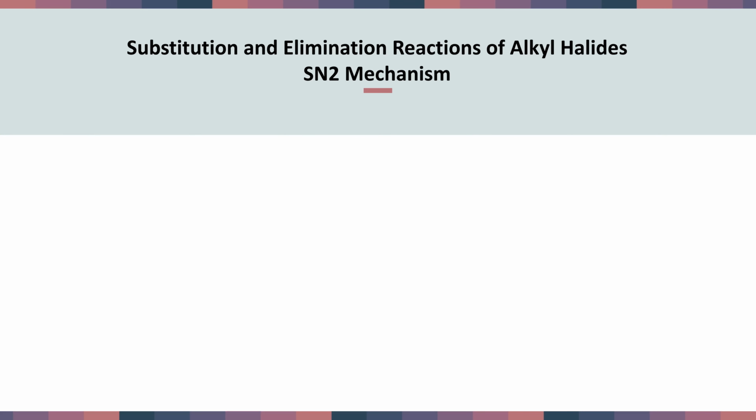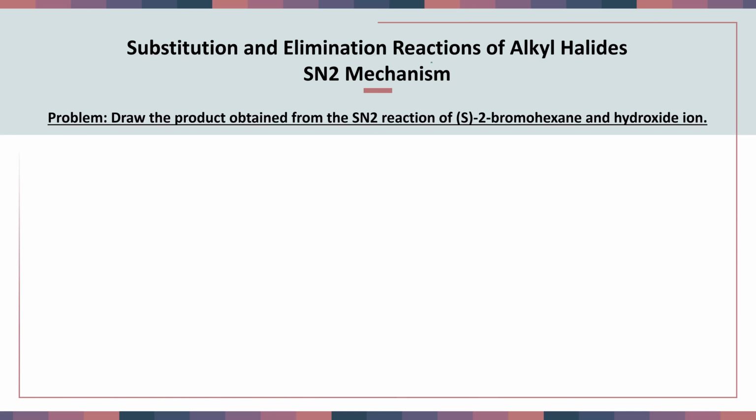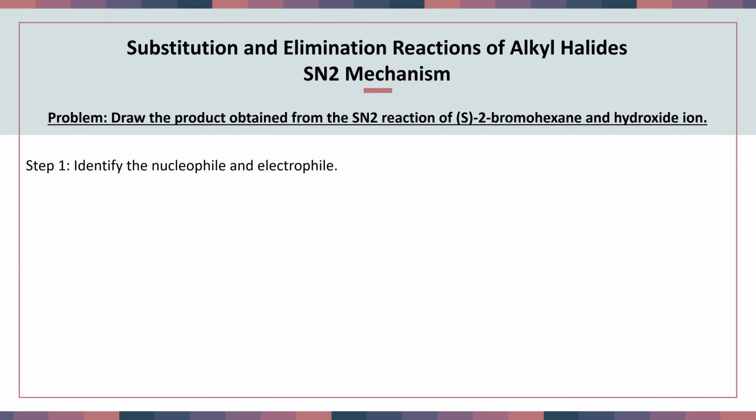Let's do another example. Draw the product obtained from the SN2 reaction of S-2-bromohexane and hydroxide ion. Again, the first step is to identify the nucleophile and the electrophile. In this case, our charged species is hydroxide ion, so that will be our nucleophile. And that will leave S-2-bromohexane as our electrophile.